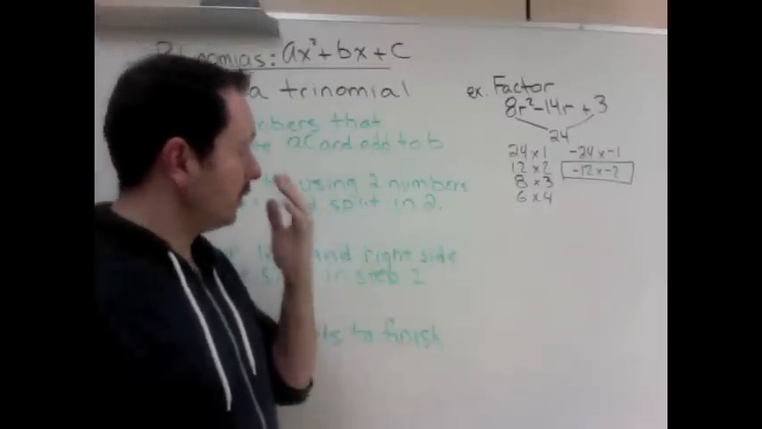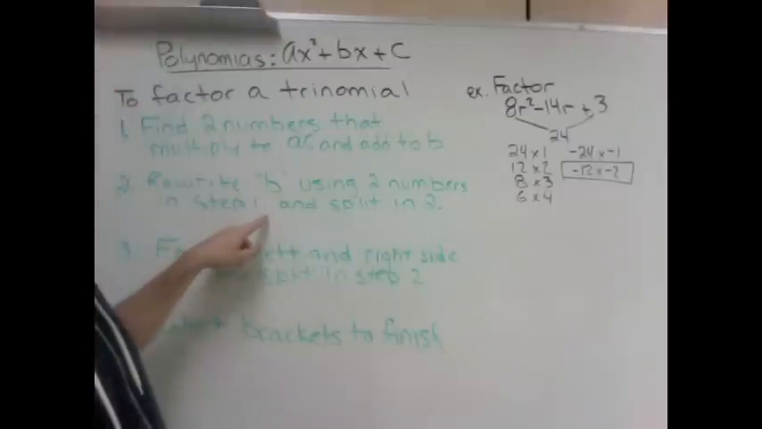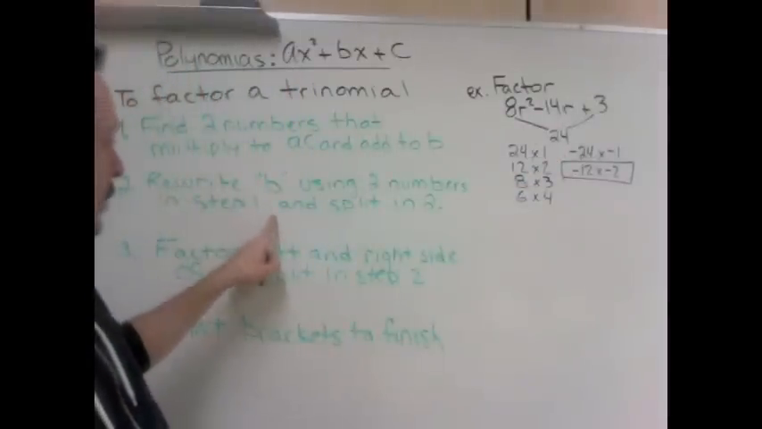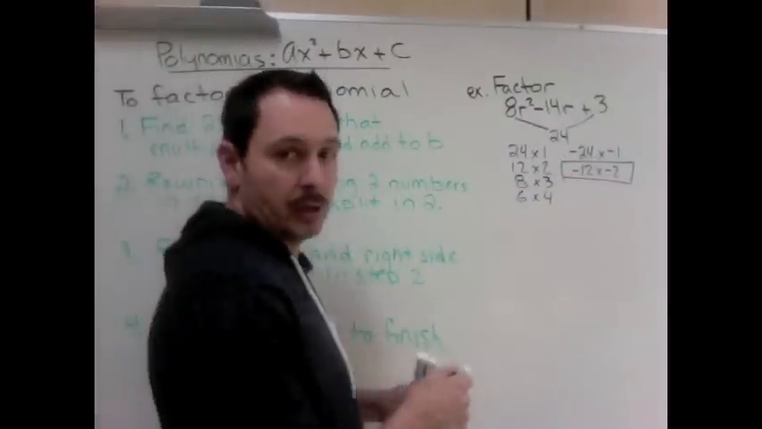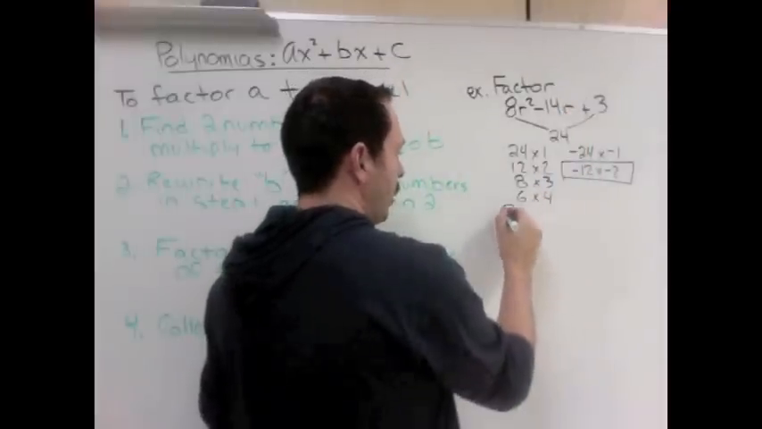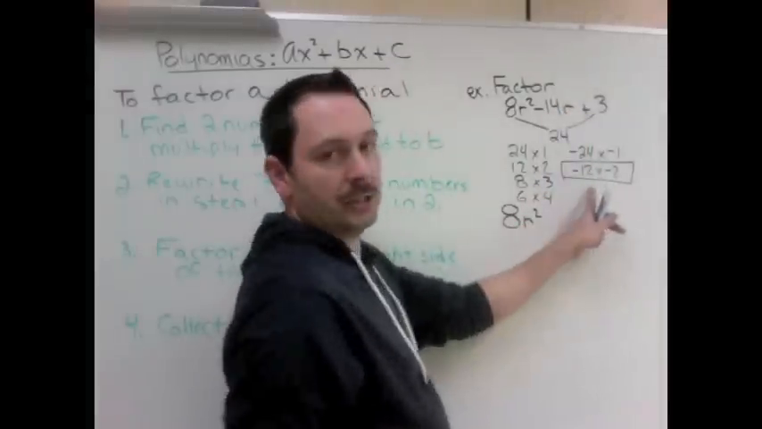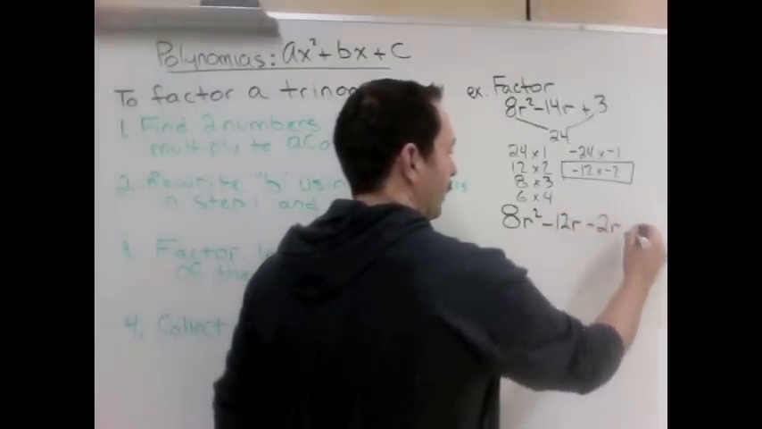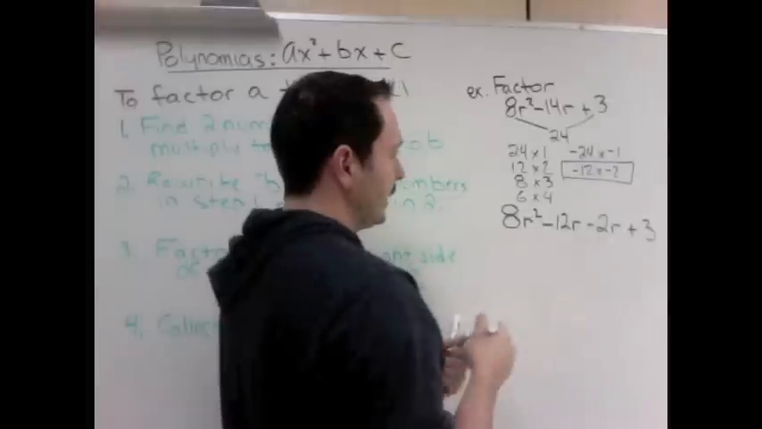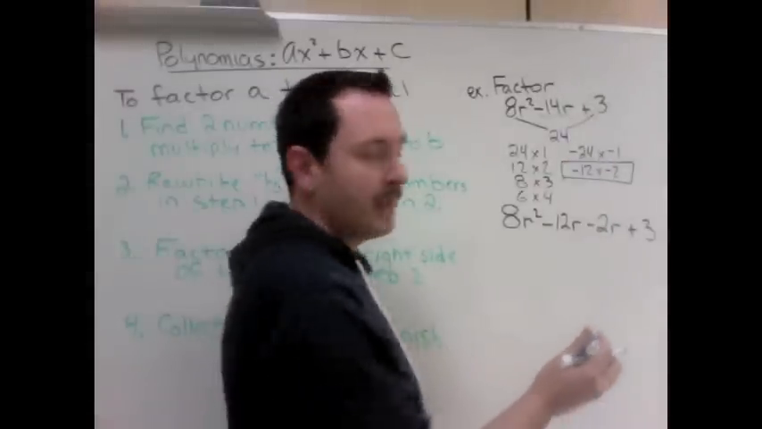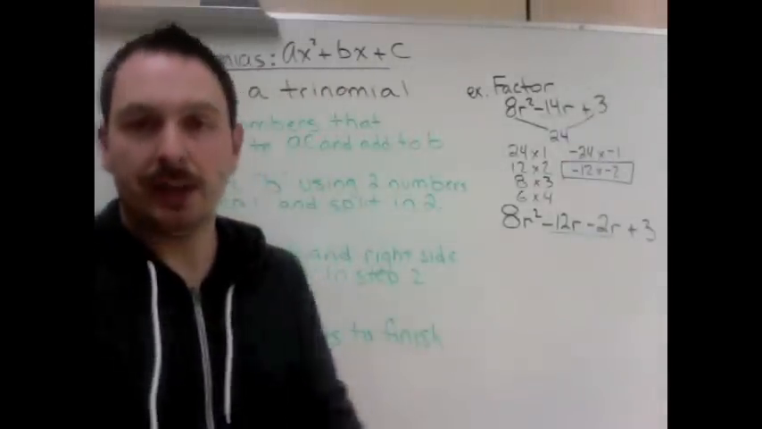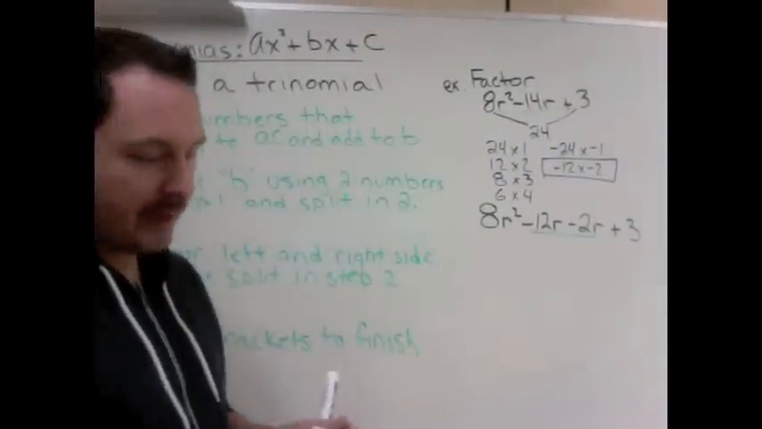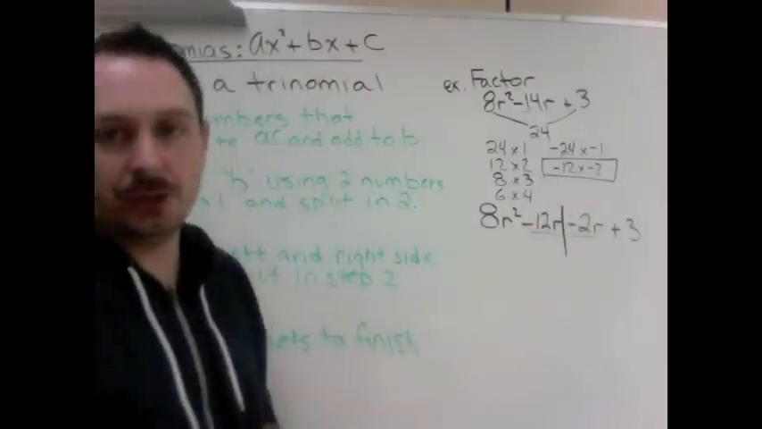Now, each step builds on itself. So step 2 is rewrite B, so rewrite negative 14r, using the two numbers we found in step 1. So I'm going to rewrite negative 14r as these two values. Negative 14r is minus 12r minus 2r. So all I did is I took this minus 14 and I rewrote it as minus 12 and minus 2. And the second part of that step said to split it into 2.